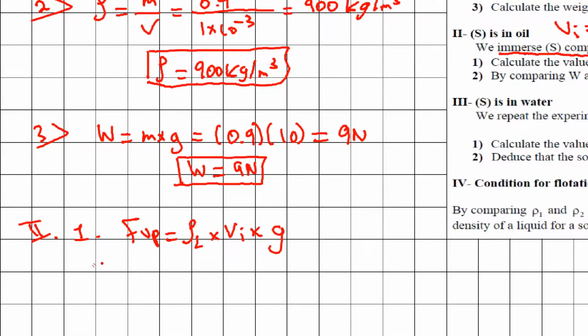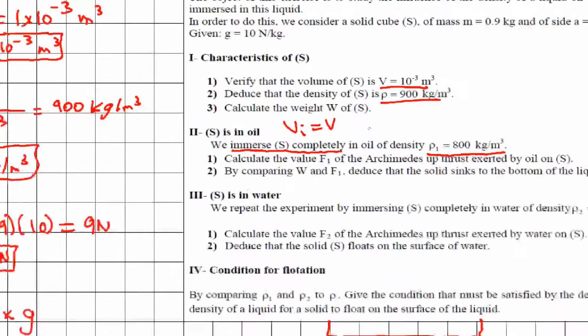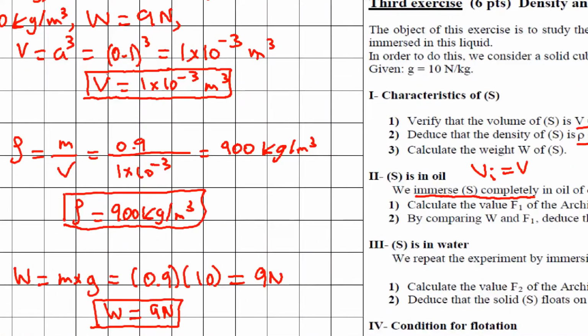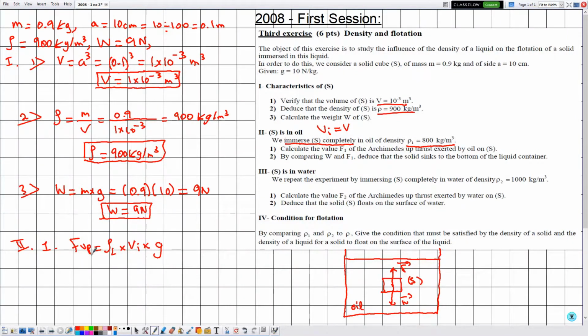Now, in order to determine the value of F upthrust, we need to know the value of G. Here we know the value of G to be 10 Newton per kilogram. And we know the density of the liquid, which is oil, 900 kilogram per meter cube. Now it's left to know the volume of the immersed part. But since they tell me that Vi is equal to V, and we already know the value of V, F upthrust can be calculated.